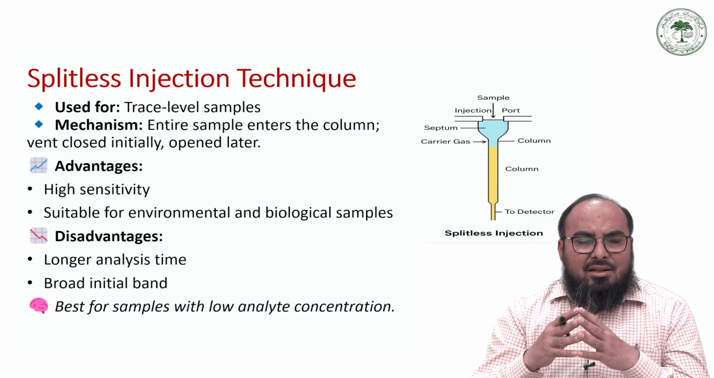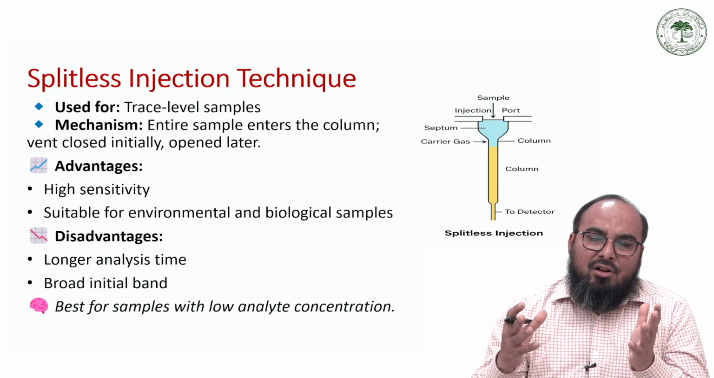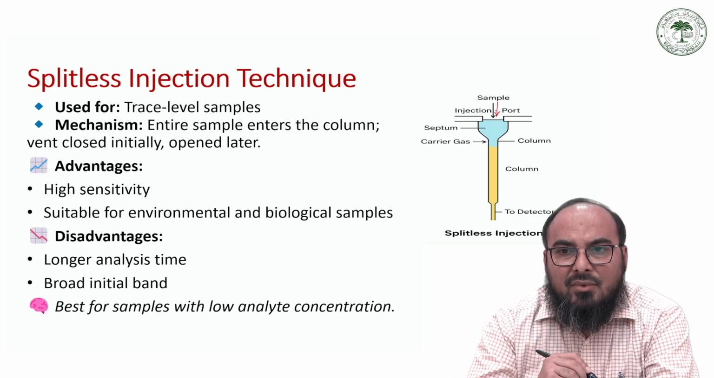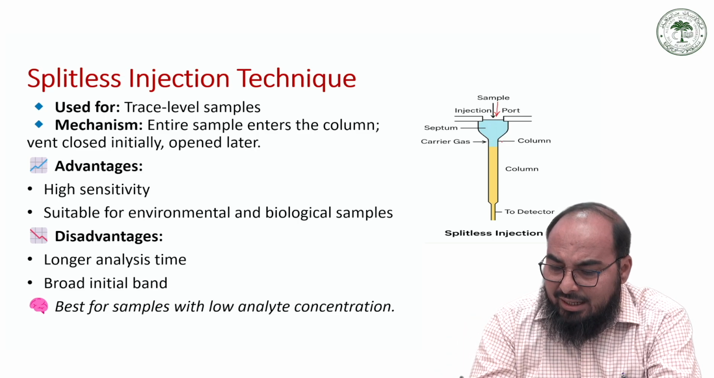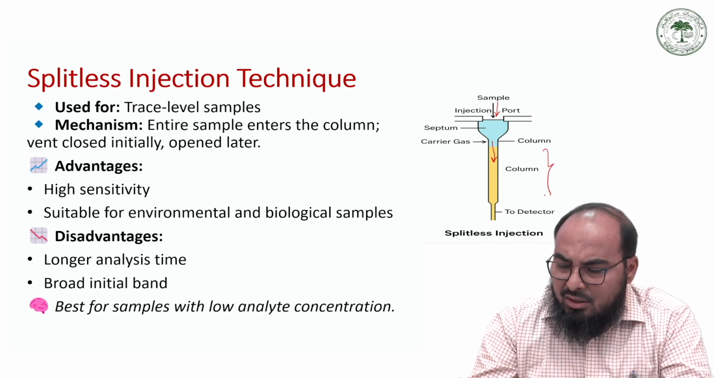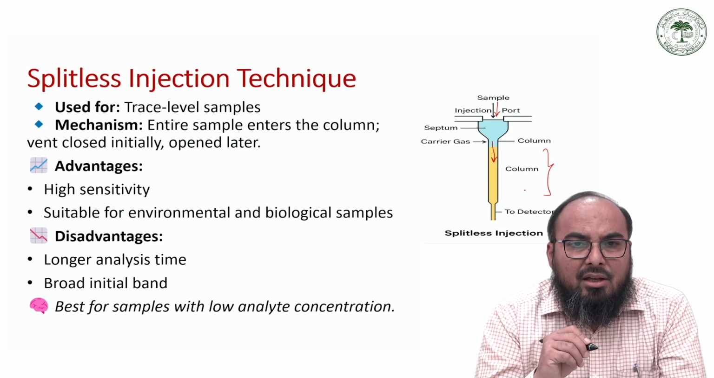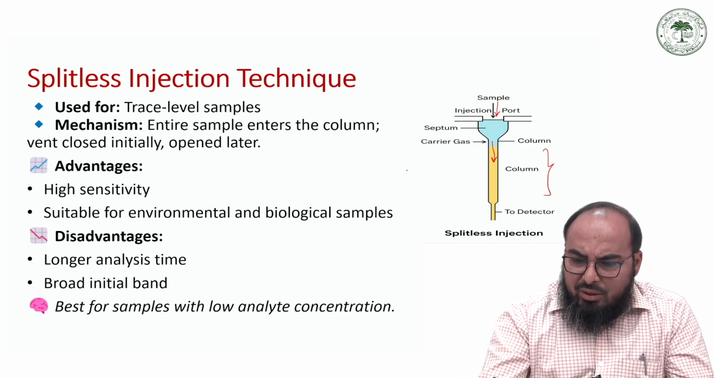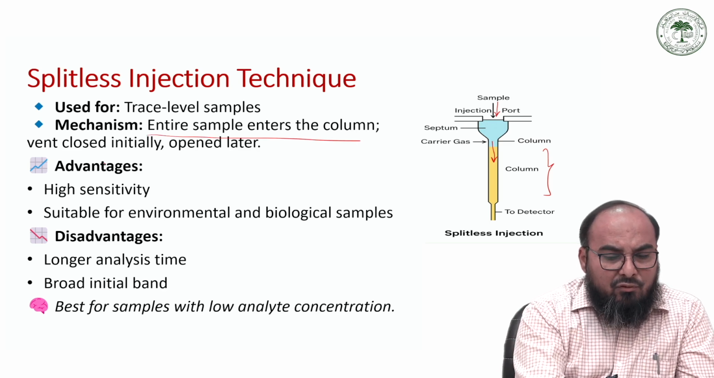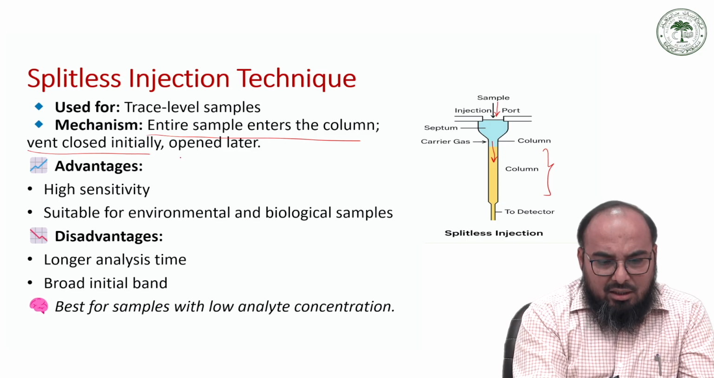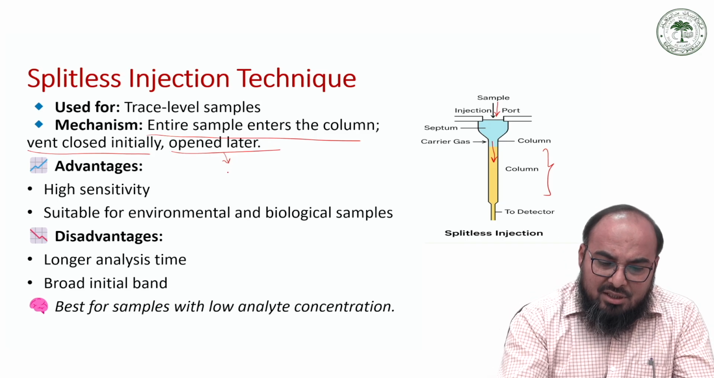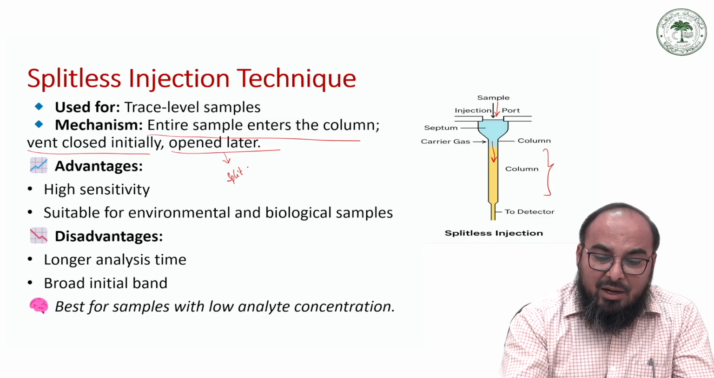Now, as the name suggests, in the splitless injector there is no venting facility. All you have to do is insert your sample directly here. It mixes with the carrier gas and then travels along the column, and in the column the partitioning takes place. Initially, you insert the sample in the column and the vent is closed, but after a certain time it opens, and the moment this vent opens, it becomes a split injector.